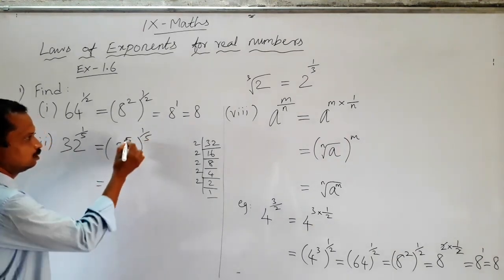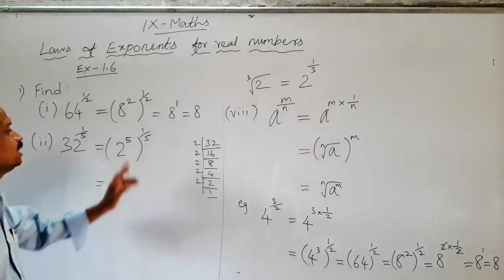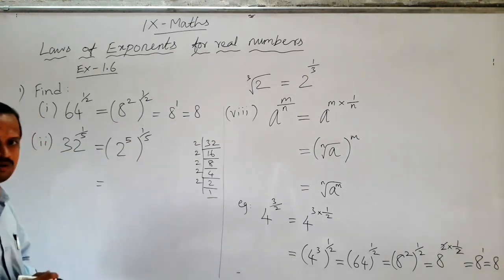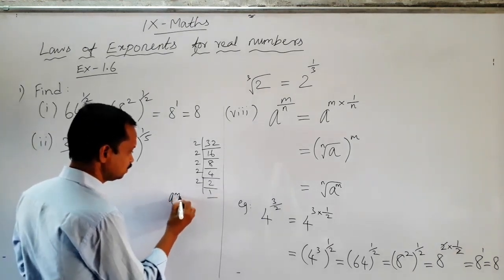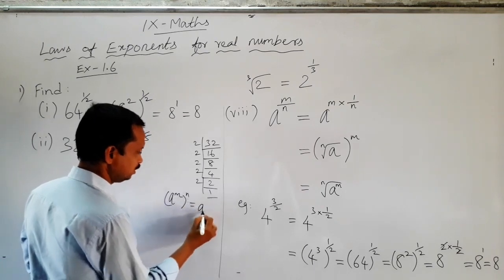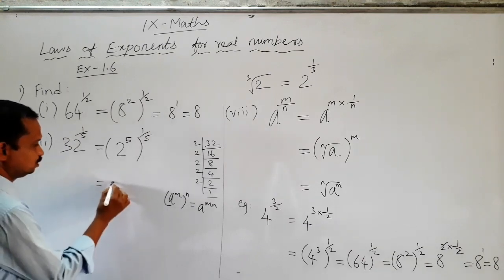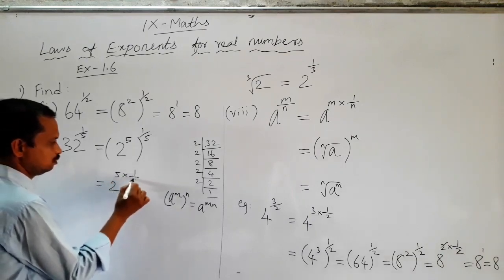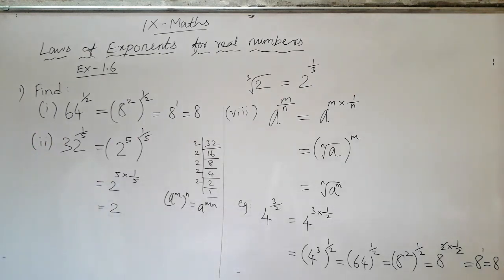And again, you see 5 into 1 by 5 in the exponent. The base is 2, and you see the exponents are multiplied, 5 into 1 by 5. You can apply that law. Which law? a power m whole to the power n is nothing but a power mn. So as per that law, we can write this as 2 to the power 5 into 1 by 5. Now you understood, you can write this as 2 to the power 1, nothing but 2. The answer is 2. So like that, you do the homeworks.